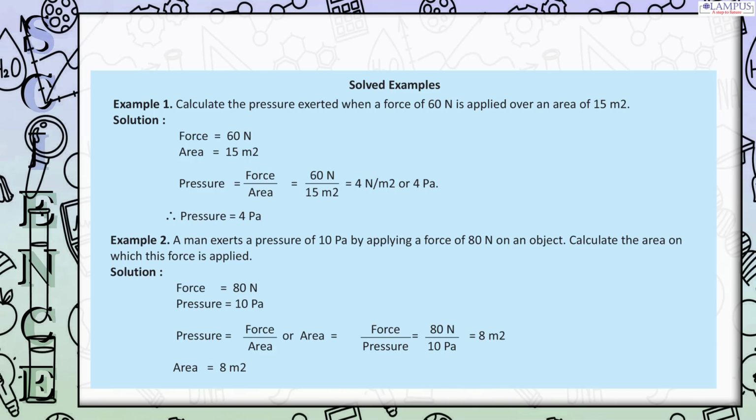Example 2. A man exerts a pressure of 10 Pascal by applying a force of 80 Newton on an object. Calculate the area on which this force is applied. Solution. Force equals 80 Newton. Pressure equals 10 Pascal. Pressure equals force divided by area, or area equals force divided by pressure equals 80 Newton divided by 10 Pascal equals 8 meters square. Area equals 8 meters square.